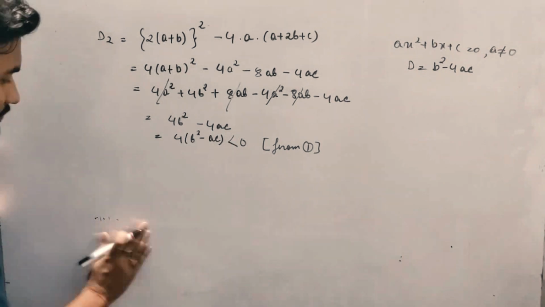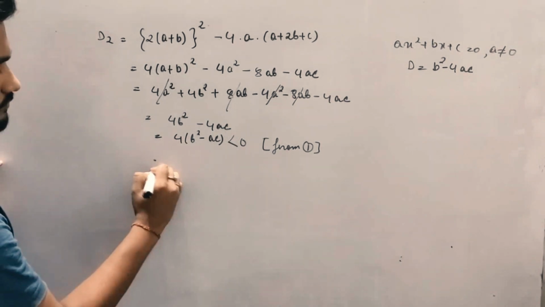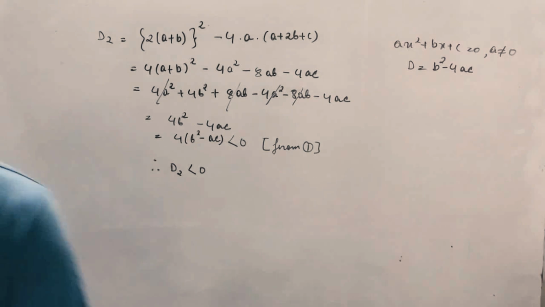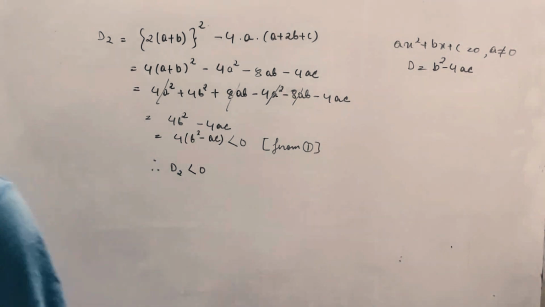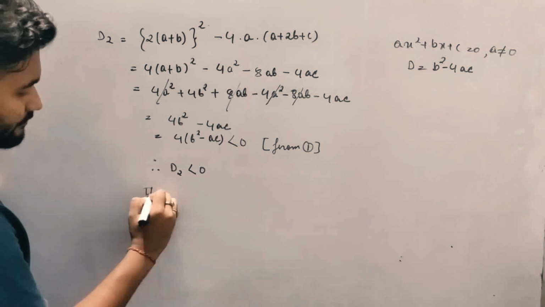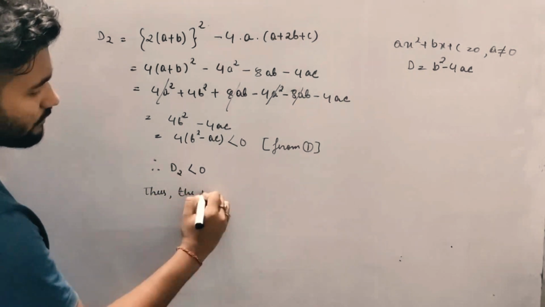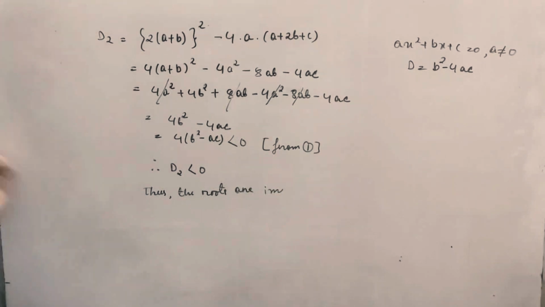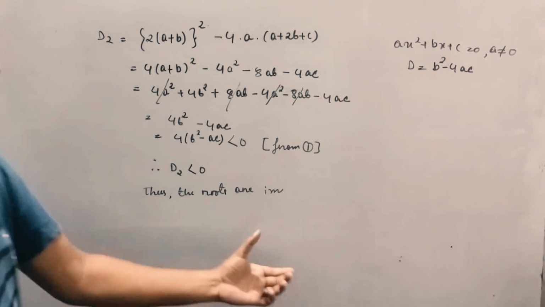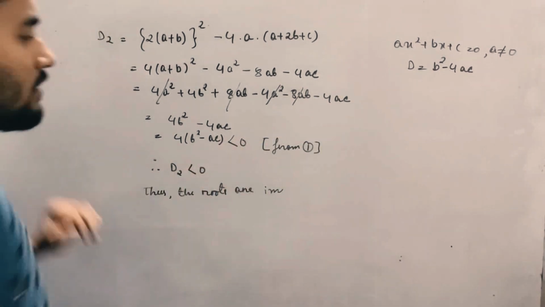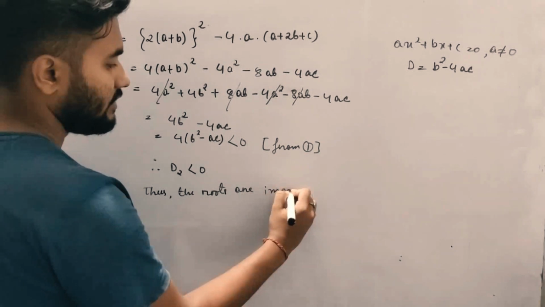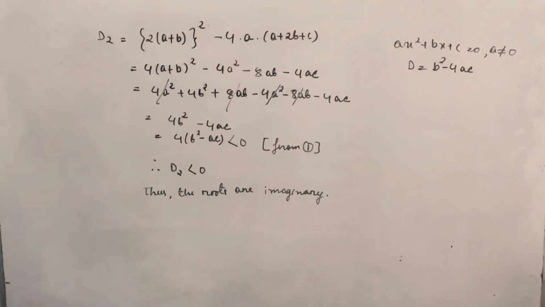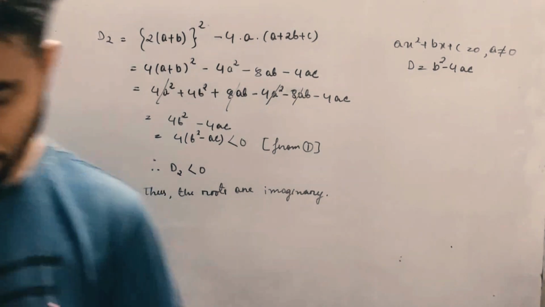Therefore d2 is less than 0. So we can say that thus the roots are imaginary. Or you can say thus the roots of this equation are imaginary. Thus the roots are imaginary. Okay. Done. Next, question number 4.